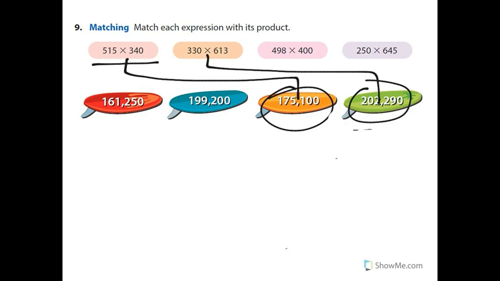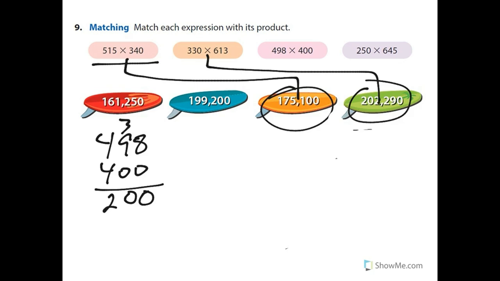Lots of calculations when you are the calculator, huh? Alright, I'm going to drop my 2 zeros because I'm in the hundreds place already. 4 times 8 is 32. 4 times 9 is 36 and 39. 4 times 4 is 16. 16 plus 3 is 19. So 199,200 is right there.